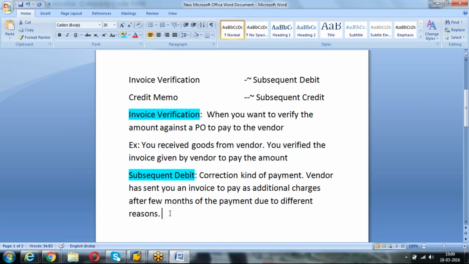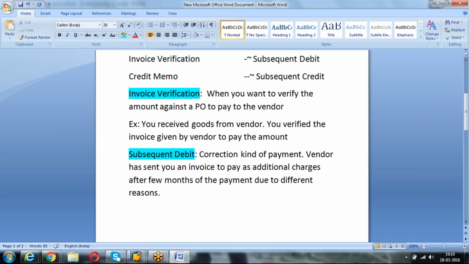But the vendor has sent an invoice for the correction. For example, for the last 3 goods he has sent, around 5000 rupees additional charges happened for him. Can you pay the amount? In those circumstances, we create the subsequent debit. That's why the business scenario is the vendor's additional charges. Whenever you want to pay, the subsequent debit will be used.